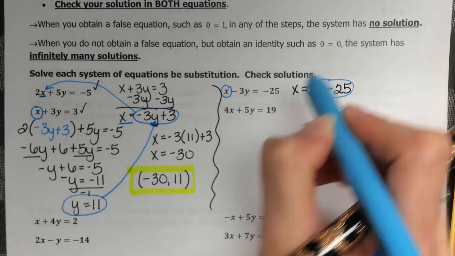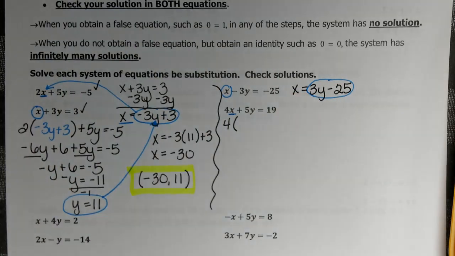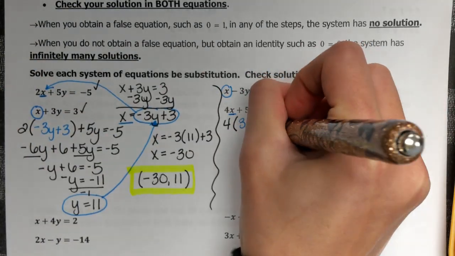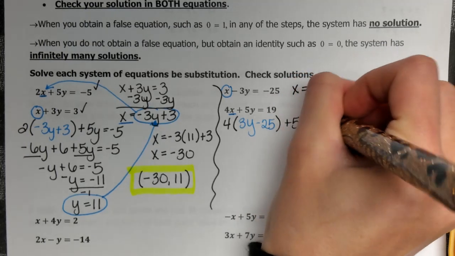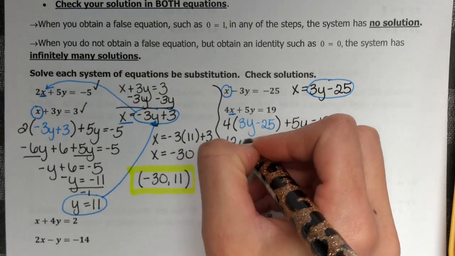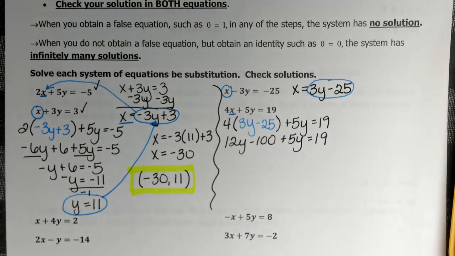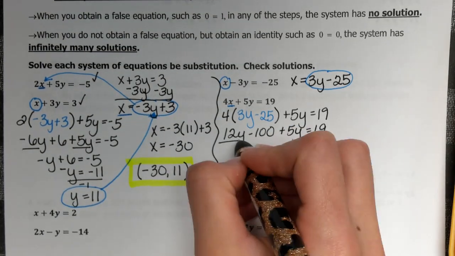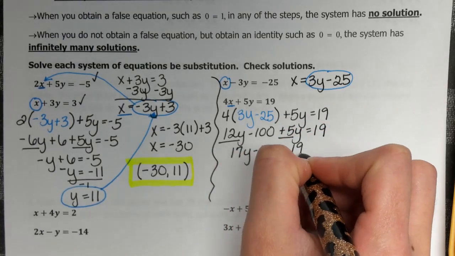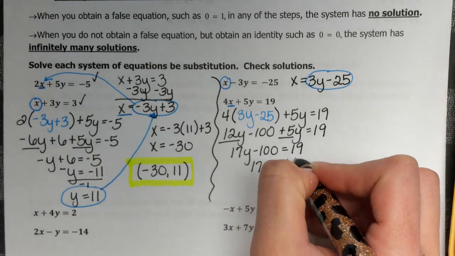So I replace the x in the other equation with the 3y minus 25. So I have 4 times 3y minus 25 plus 5y equals 19. And then I distribute: 12y minus 100 plus 5y equals 19. Combine my like terms. 12 plus 5 gives me 17y minus 100 equals 19. Add your 100 and 17y equals 119.